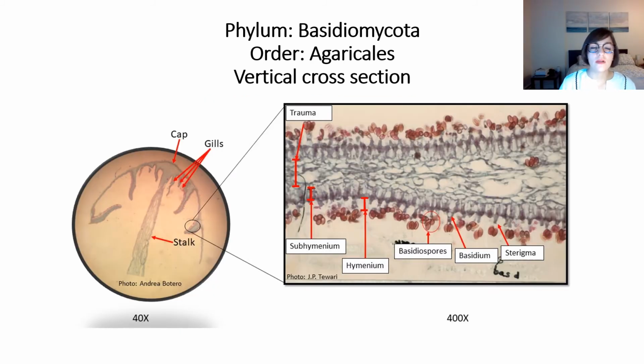On a cross-section of a fungus, we have the same parts that we reviewed before: the cap, the gills, and the stalk. When we have a close-up of the gill, we can see the trama, which is this region, which joins the hymenium and the subhymenium on both sides. So hymenium, subhymenium, hymenium, and here we have the basidiospores that develop on a basidium, and they're kept attached by a sterigma.